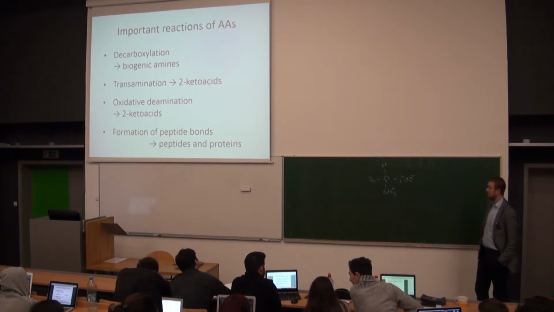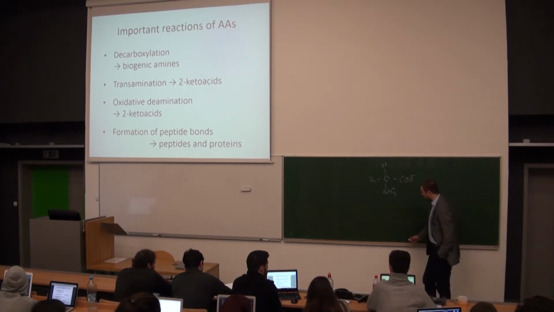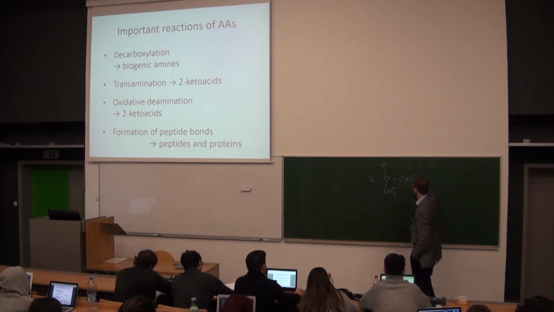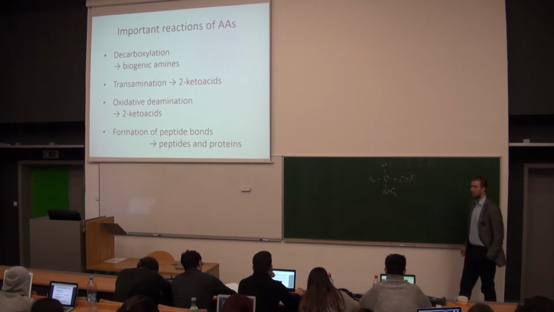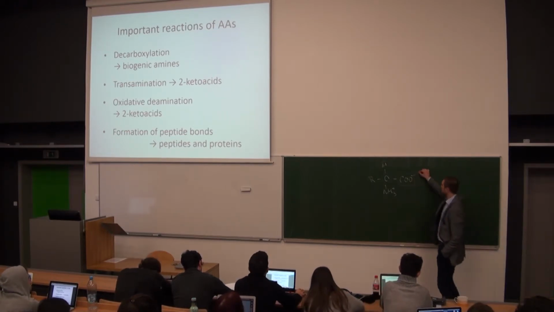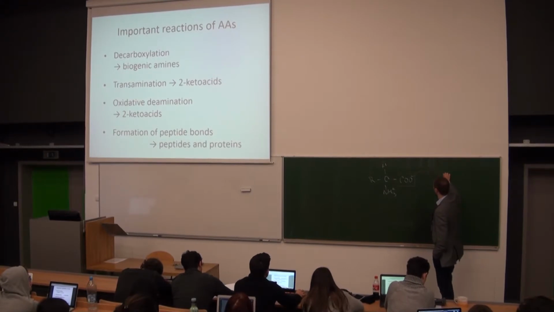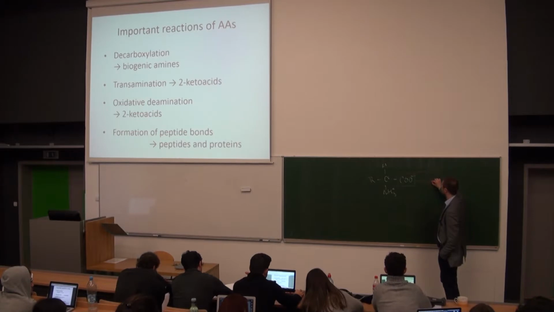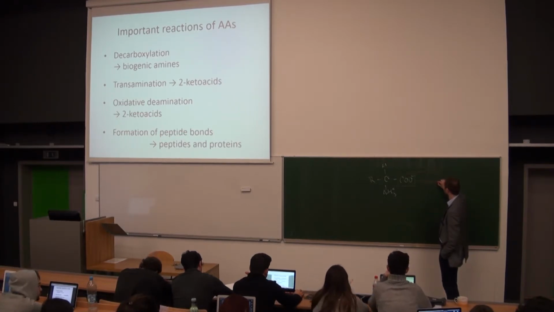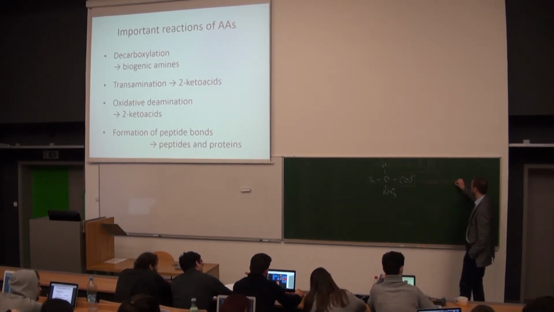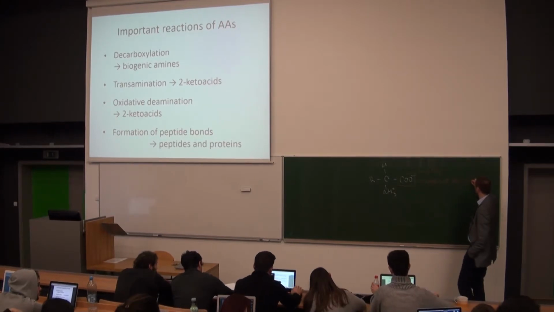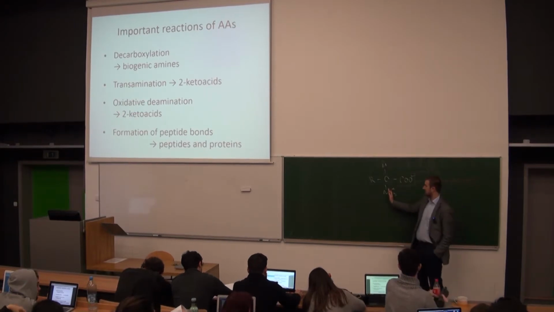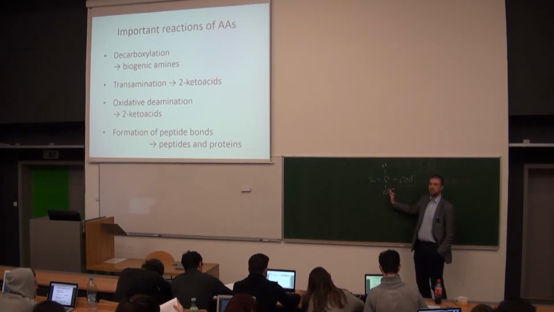What can we do with these functional groups? The first possibility is to remove this carboxy group. If you remove it, you remove carbon dioxide, and you produce from it biogenic amines. Why is it called amine? Since that's the second functional group that you keep in the molecule.